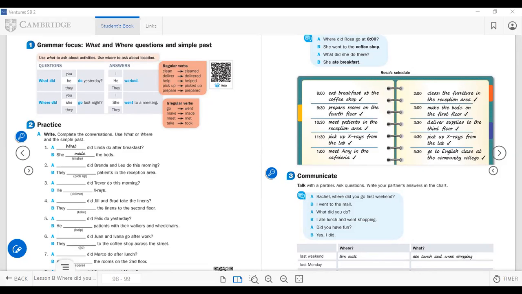So I'm going to go to the Listening and Speaking exercise, and here my students will practice, as you can see, verbs in simple past. So if I play the audio.